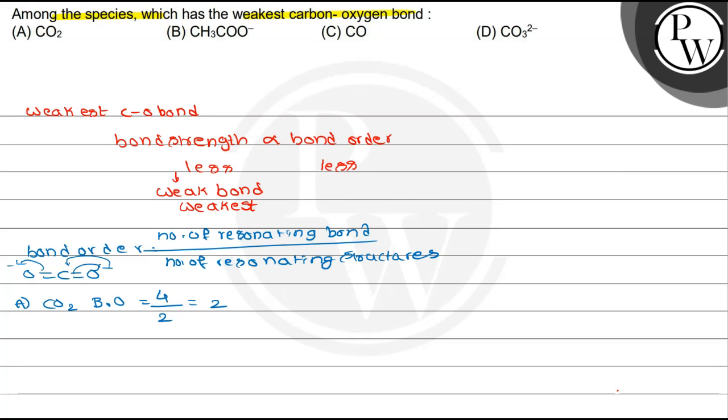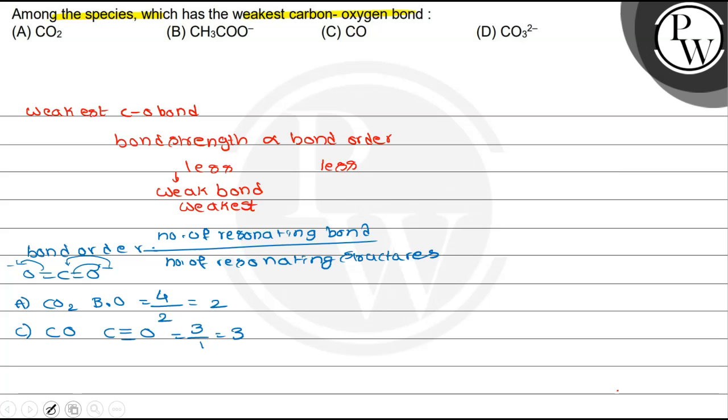Then coming to the next option, we'll see the bond order for CO, carbon monoxide. Whenever we observe the structure, there is only one resonating structure, and the number of resonating bonds is 1, 2, 3. So 3 divided by 1 is 3.